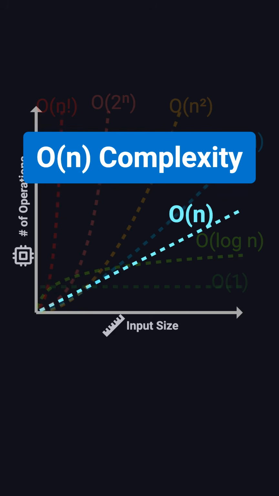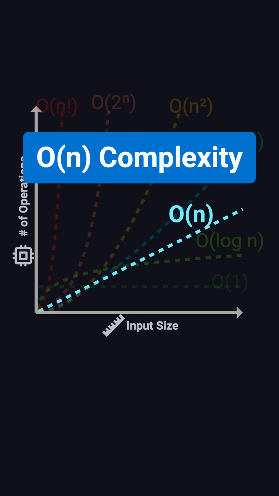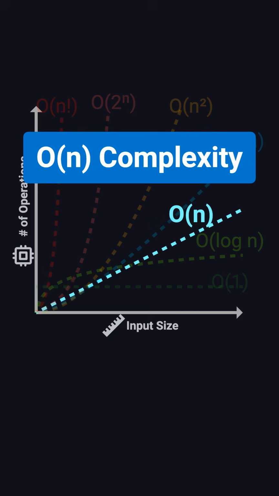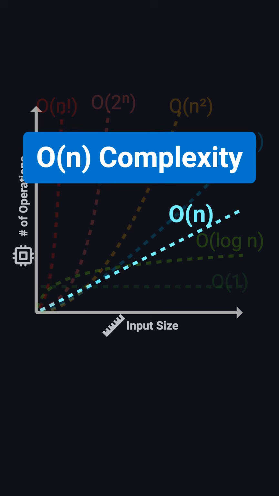Today we're talking about another very common algorithm complexity, O(n), also called linear time complexity. In simple terms, O(n) means the algorithm has to process each piece of data one by one. On a Big O chart, it looks like a straight line going up, showing that the number of operations grows in direct proportion to the size of the input.